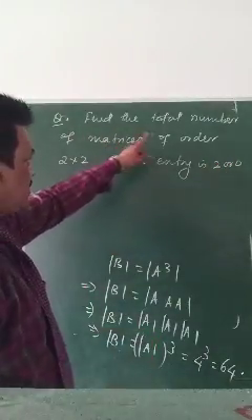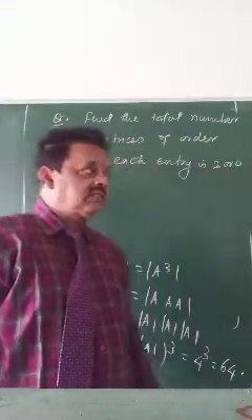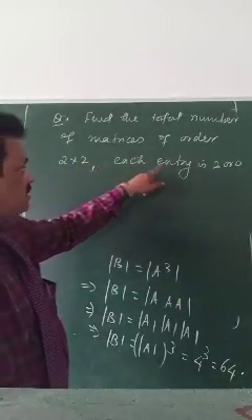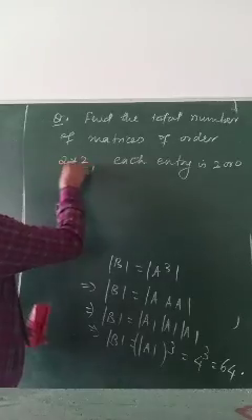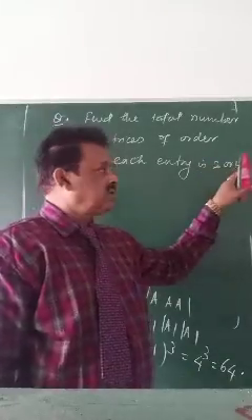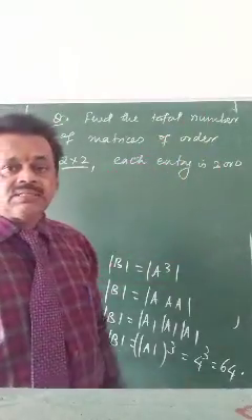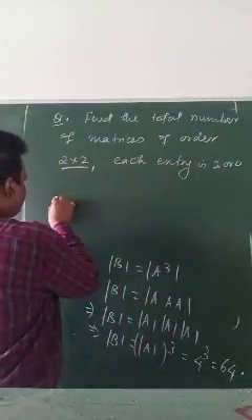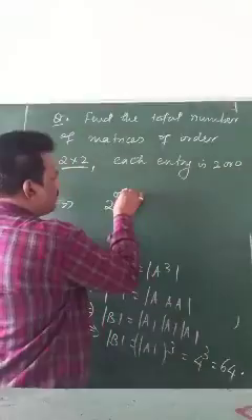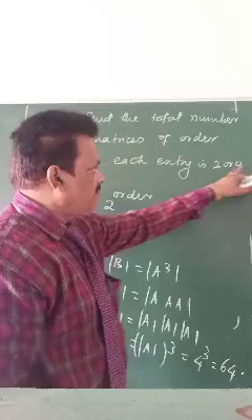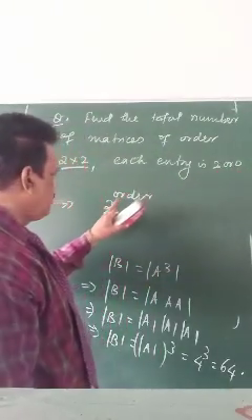In your textbook it is given, find the total number of matrices of order 3 cross 3. Remember the first exercise, last question: each entry is 1 or 0. But whatever it may be, there are 2 elements, first one is 2, other one is 0. How many matrices can you form? There is a formula: 2 elements, 2 to the power order.